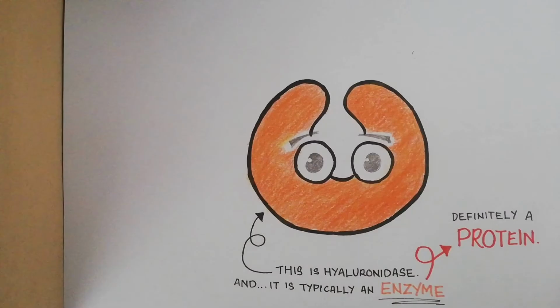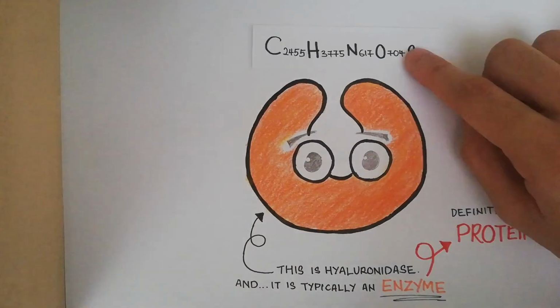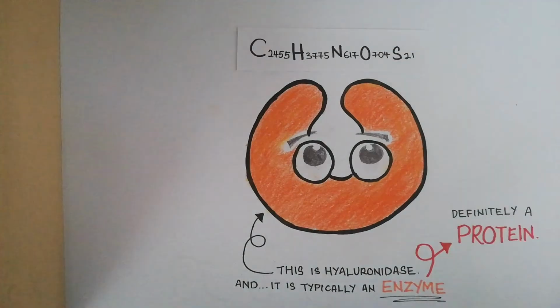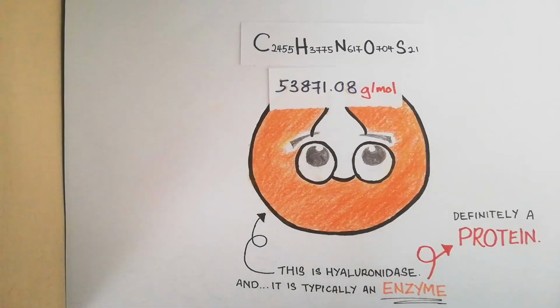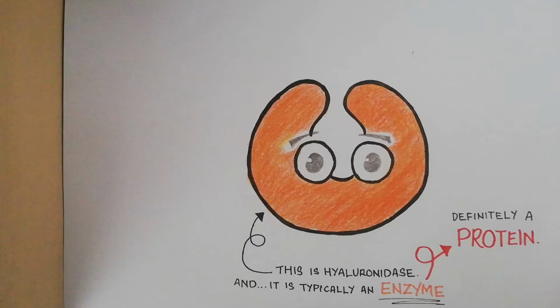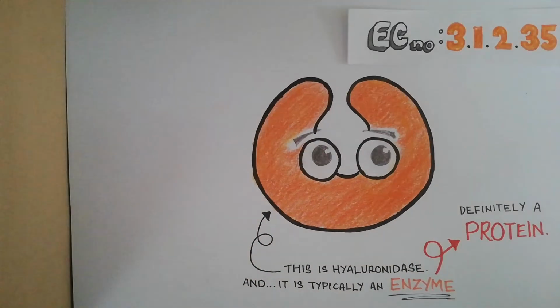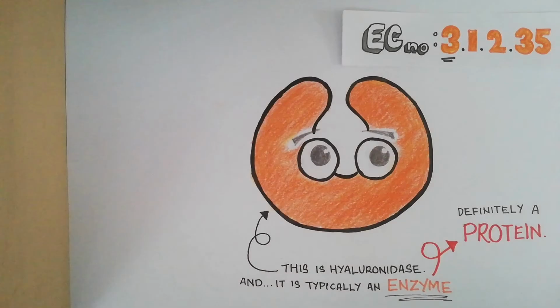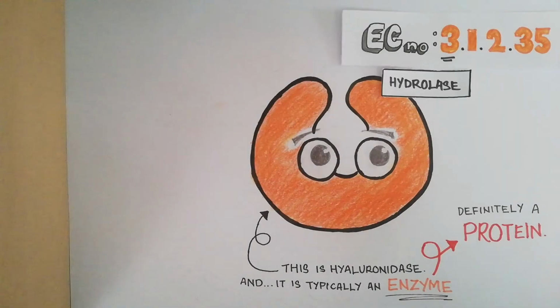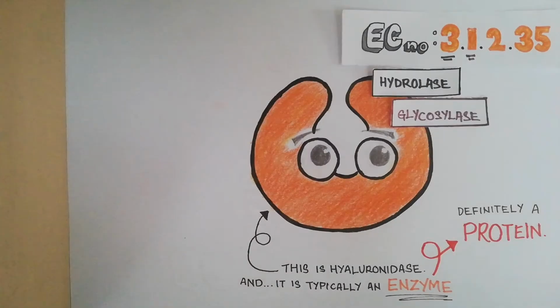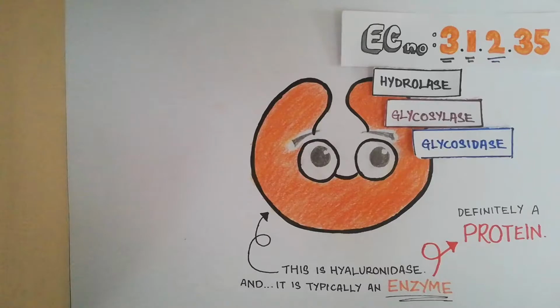Hyaluronidase has a chemical composition made of thousands of carbon and hydrogen atoms and hundreds of nitrogen, oxygen and sulfur atoms. It has a molecular weight of 53,871.08 grams per mole. Every enzyme has its own EC number. Hyaluronidase has an EC number of 3.1.2.35, in which the 3 represents the major class of hydrolase, 1 represents the glycosidase subclass, 2 represents the glycosidase subclass, and the 35 represents the serial number of the hyaluronidase itself.